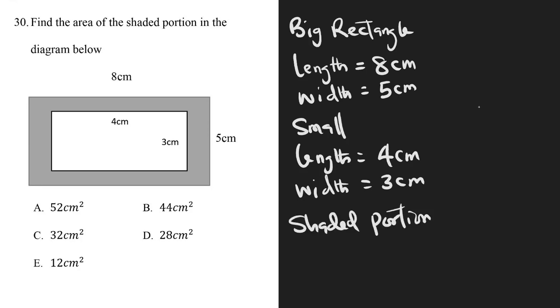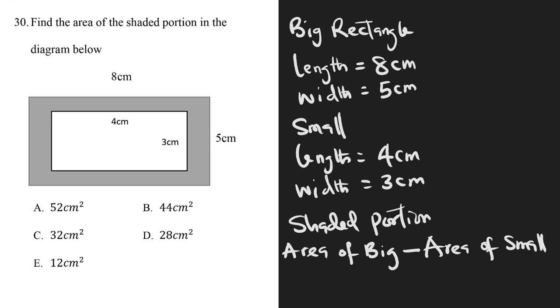So the shaded portion now will be area of big minus area of small. So let's calculate the area of the big. We know that the area of a rectangle is length times breadth, or length times width. And what is our length? Our length is 8 and our width or breadth is 5. So the area of large will be length times breadth, 8 times 5, and 8 times 5 is 40 centimeter square, right?